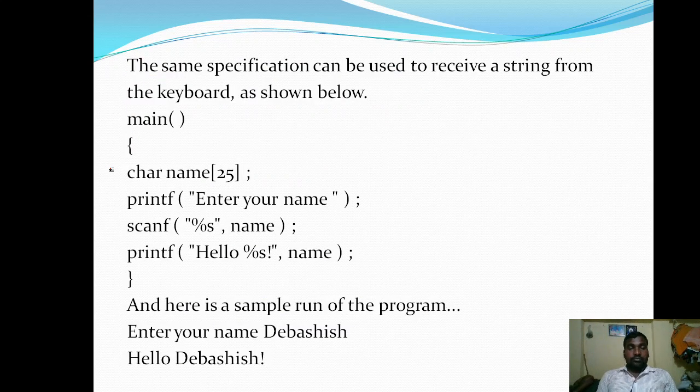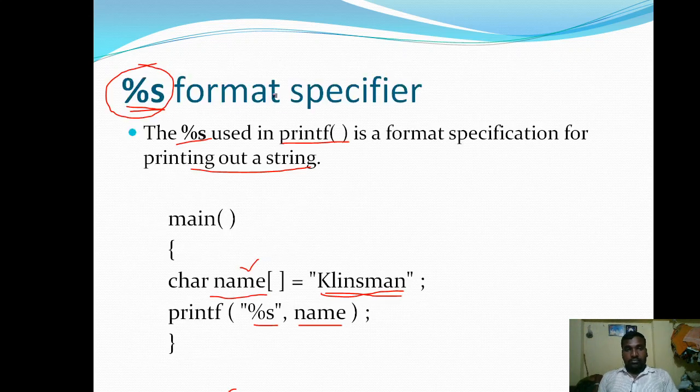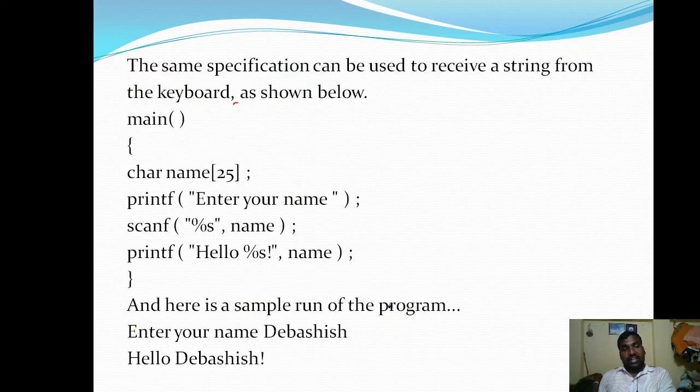And next, the same specifier can be used to receive a string from the keyboard. The same percentage s can be used to read a string from the keyboard. With printf, we print the string on the terminal, on the output screen, and we can also read one by using scanf and the percentage s access specifier.